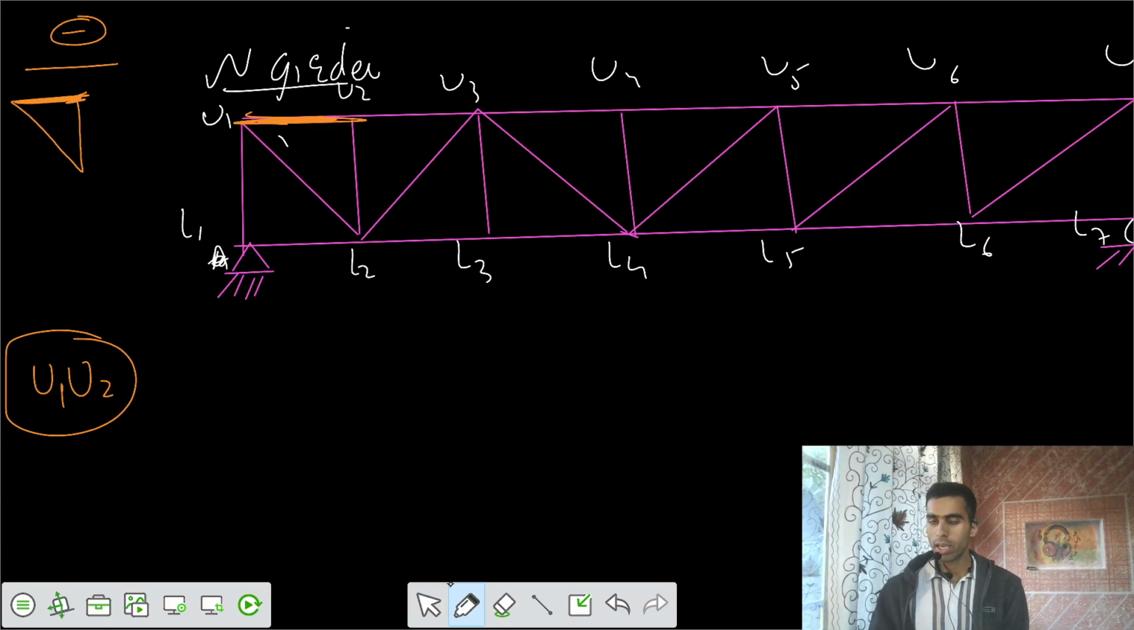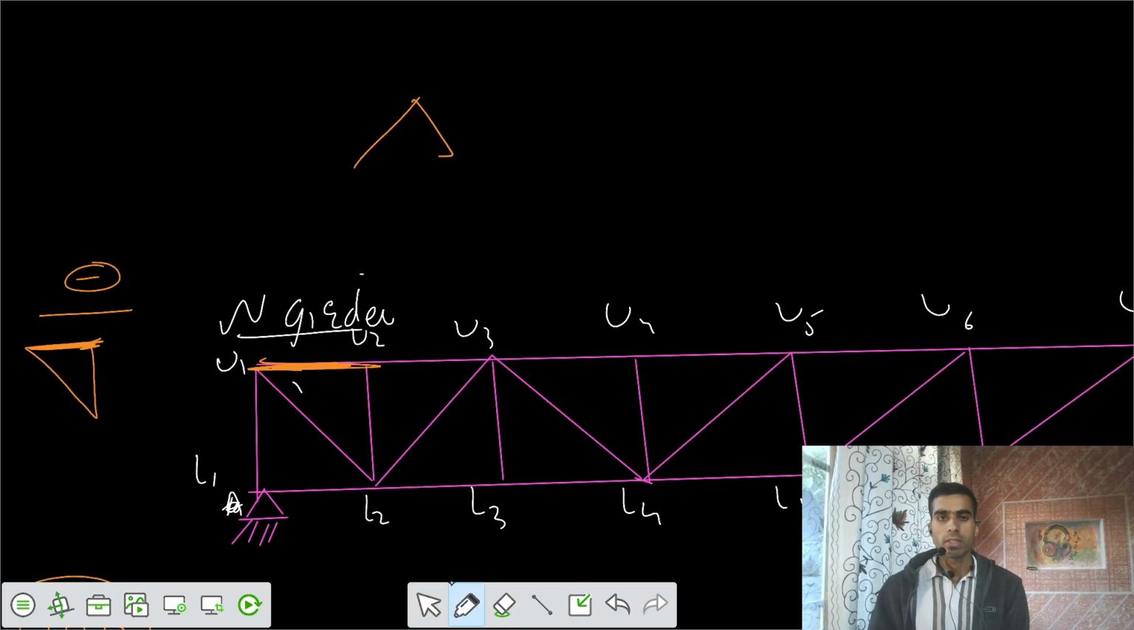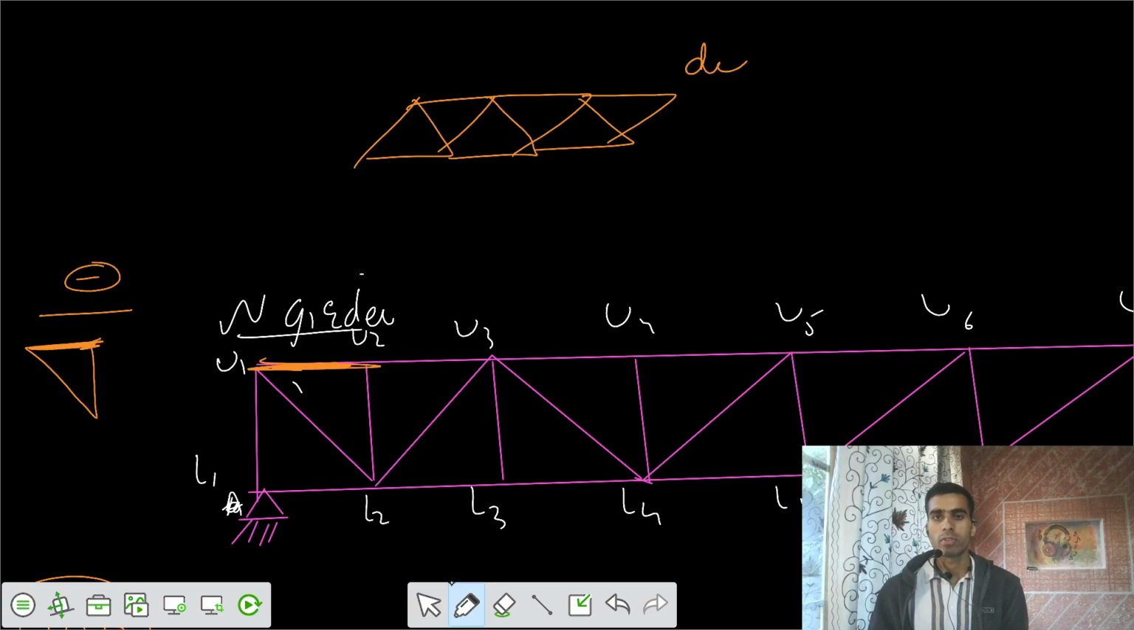Now loading, we don't care about the loading. See the difference from the previous case. All those diagonal members were inclined. But in this case, one of the members is inclined and one of the members is vertical.